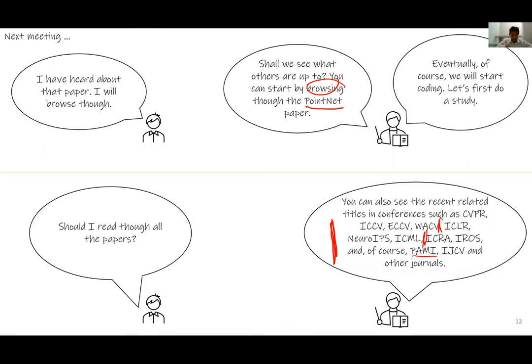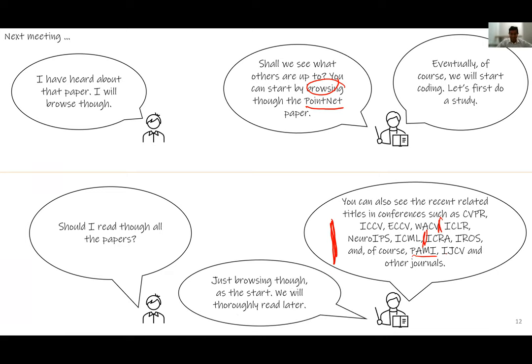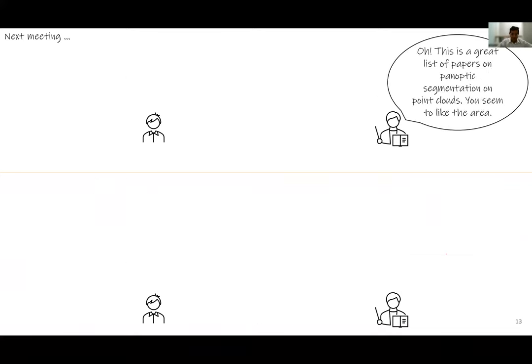Okay, should I read through all the papers? Now the student is enthusiastic, he's a nice guy, and he thinks, okay, I should read through all the papers. He does not know that every year 5,000 papers come out. So now the professor has to say something. Just browse through as a start. We will thoroughly read later. Just browse through the titles.